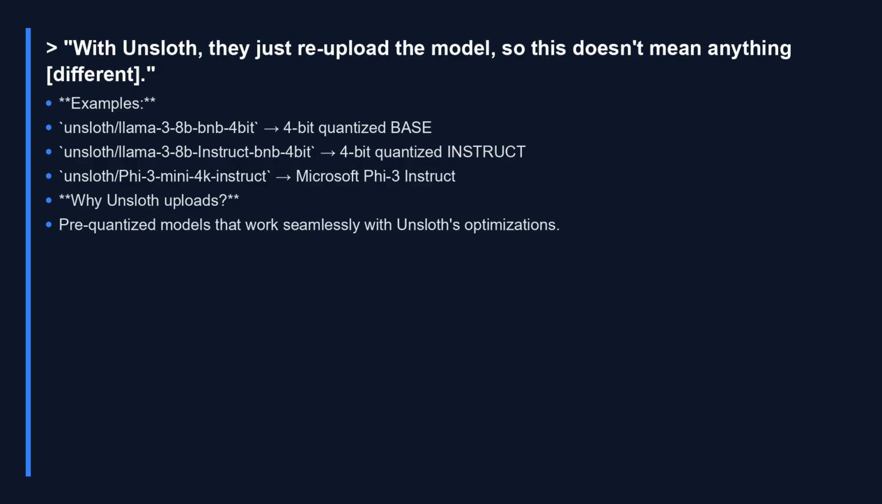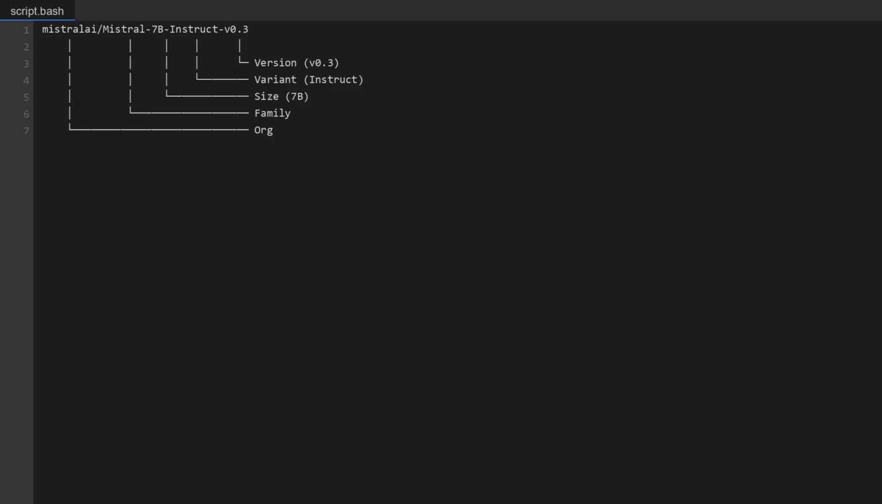Its presence in unsloth/llama-3-8b-Instruct-bnb-4bit means instruct model. Mistral follows a similar pattern with one addition, an explicit version tag. In mistralai/Mistral-7B-Instruct-v0.3, the organization is mistralai, the model family is Mistral, 7B is the parameter count, instruct is the variant, and v0.3 is the specific release version. Mistral iterates frequently, so the version number matters. v0.3 includes improvements over v0.1 and v0.2.